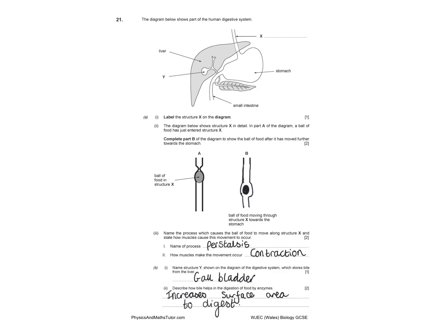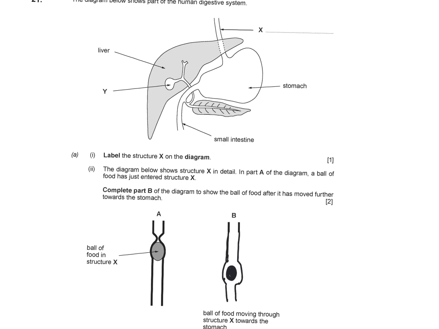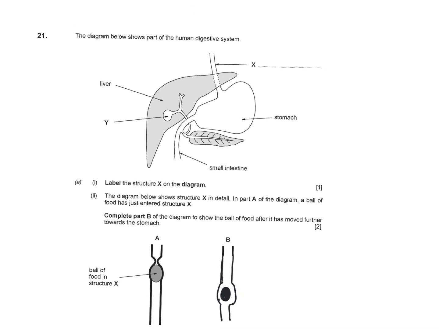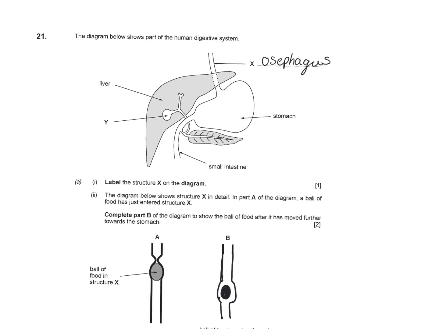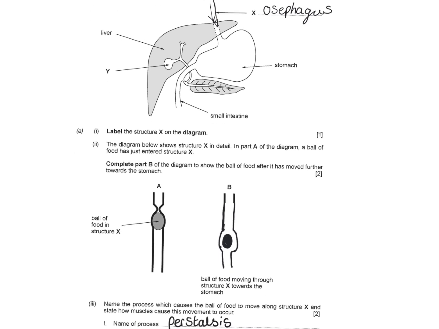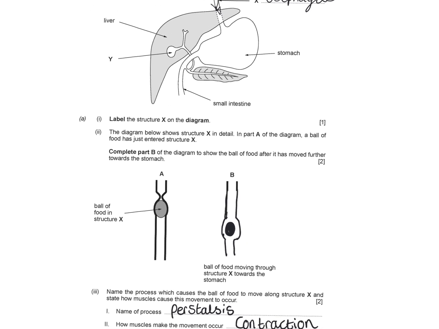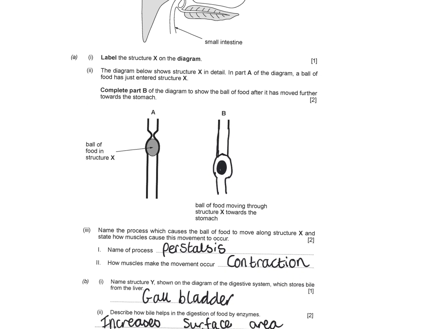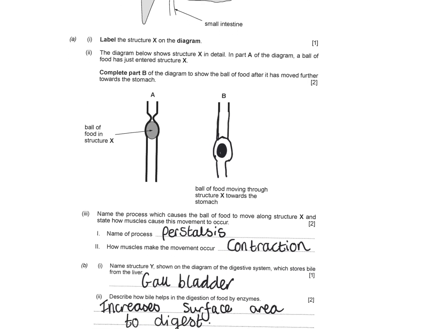Again, another question looking at different parts of the digestive system. So label X on the digestive system. We're looking at the oesophagus having come from your mouth into your stomach. It shows structure X. Part A of the ball of food enters structure X. Complete the diagram, okay? So what happens is that the muscles above it contract, the muscles below it relax, and that allows the food to move through, okay?